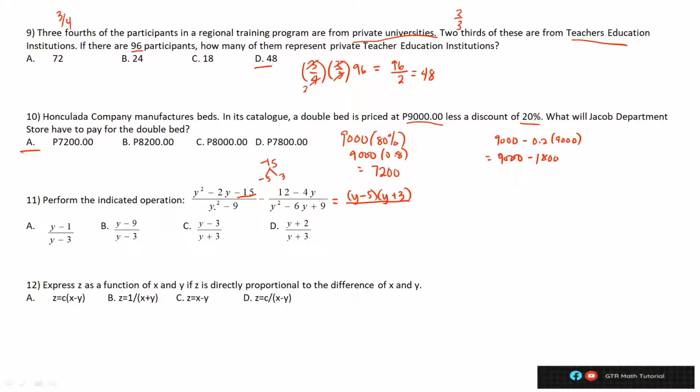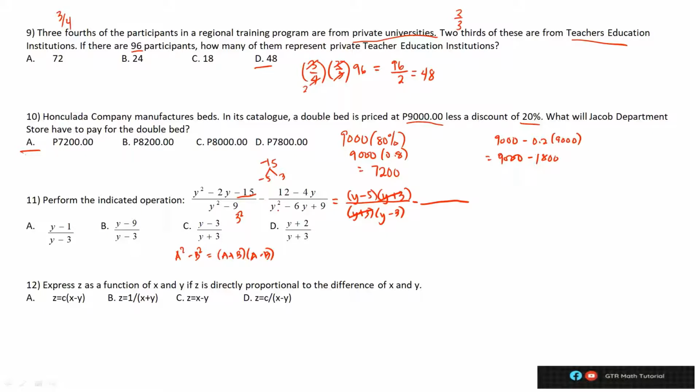Then for the denominator, we have difference of two perfect squares. So y squared minus 9, so di ba meron tayong ganitong property. We have a squared minus b squared, so that is equal to a plus b times a minus b. So apply lang natin yan. Since 9 is pwedeng isulat ang 9 as 3 squared. Okay, so therefore equal na siya sa y plus 3 times y minus 3. So pwedeng may makancel agad dito sa unang term natin, no? So parehas may y plus 3, so cancel out na yung y plus 3. So matitira na lang y minus 5 over y minus 3.